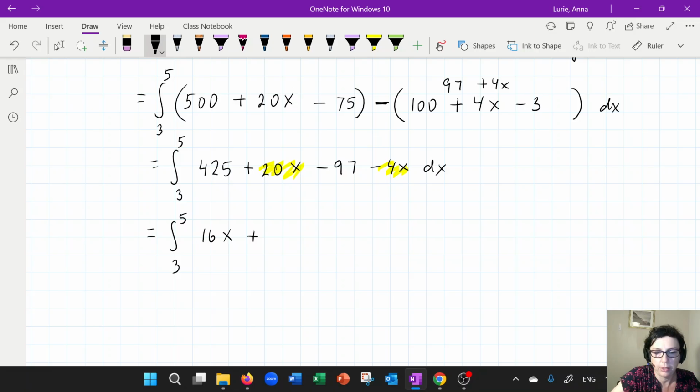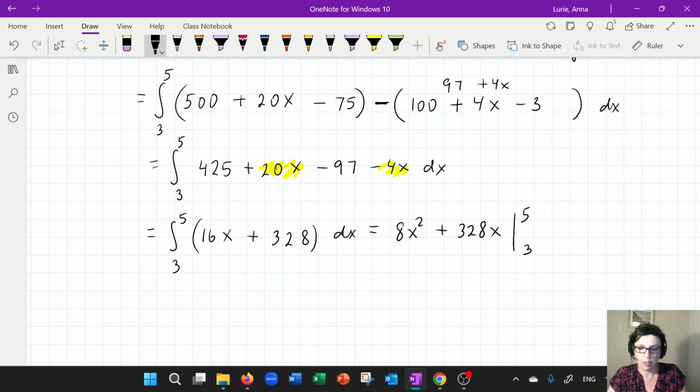And then 425 minus 97. So think of it as 425 minus 100, which would be 325, but then there would be 3 more. So I think that would be 328. Okay, so hopefully that's right. Now at this point, once I simplified it, I can go ahead and integrate. So x integrated would be x squared over 2. So that will become 8x squared plus 328x. And I'm substituting 3, 5.